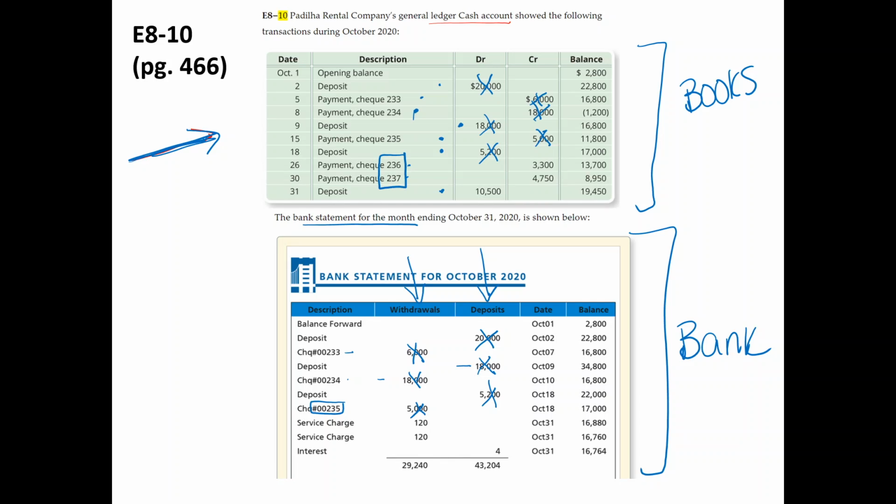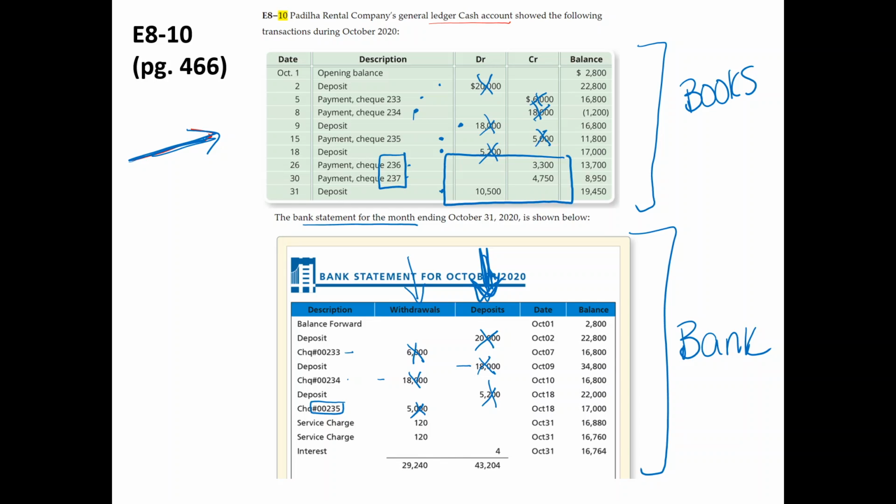Next, we have a deposit for $10,500, but that does not show up on the bank either in our deposits column. So another reconciling item. So we've got the cash, it's been recorded but hasn't gone to the bank yet. This is a deposit in transit. So these three items that are not crossed out, we'll have as reconciling items on the bank rec.